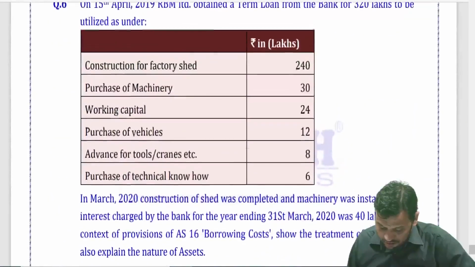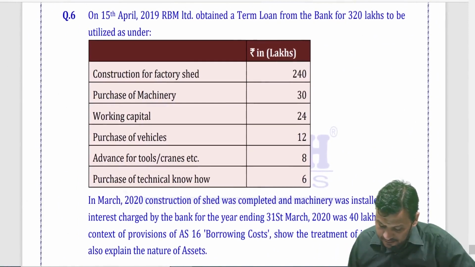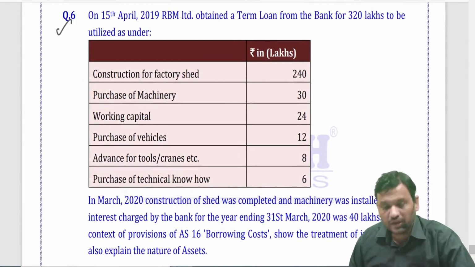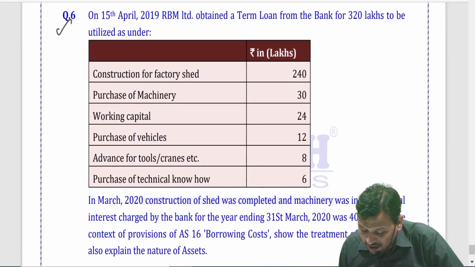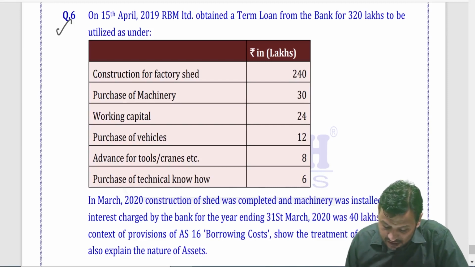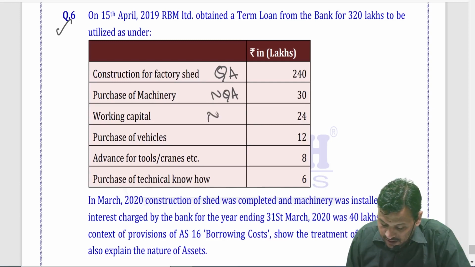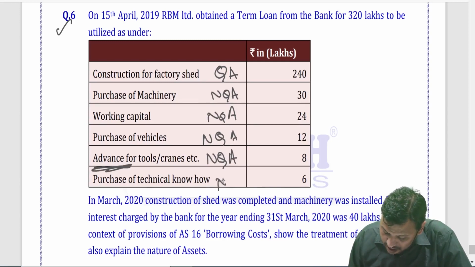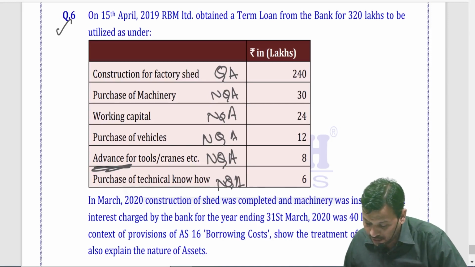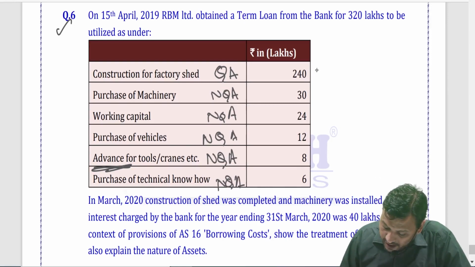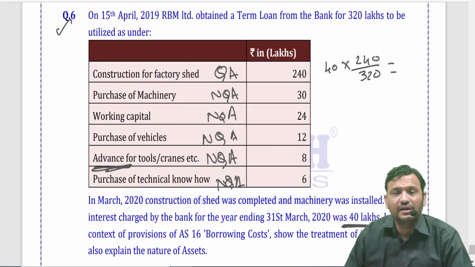Just discuss this area. Question 6, and then we stop. On 15th April, RBM obtained a term loan from bank for 320 lakhs to be utilized as under. Construction of factory shed, qualifying asset. It takes substantial period of time. Not a qualifying asset. Not a qualifying asset. This is also not a qualifying asset. Advance is not purchased. This is also not a qualifying asset. Things are over. If you look properly, you took a loan of 320 and utilization is also of 320, friends. Okay, so 240 by 320. So what is the interest paid? 40 lakhs. So 40 lakhs into 240 by 320. This will be the amount that will be capitalized and the remaining will be expensed off.